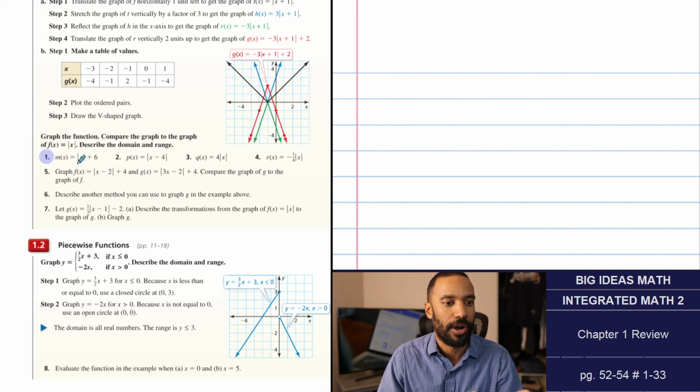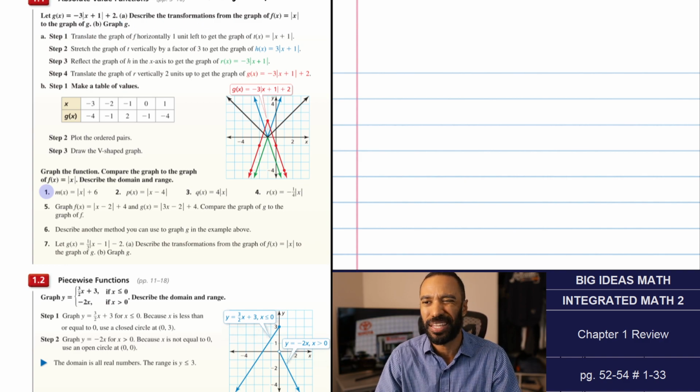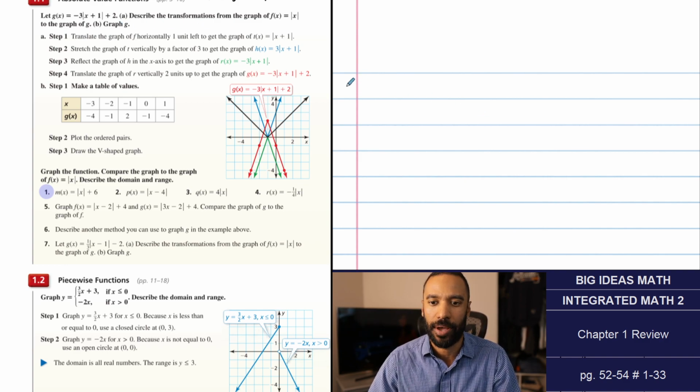We'll go ahead and start our own set on this problem. Numbers 1, 2, 3, and 4, maybe all of these. Graph the function. Compare the graph to the graph of f of x equals absolute value of x. Describe the domain and range. So by comparison, I will describe those transformations probably in fewer steps. But let's go ahead and see what we got.